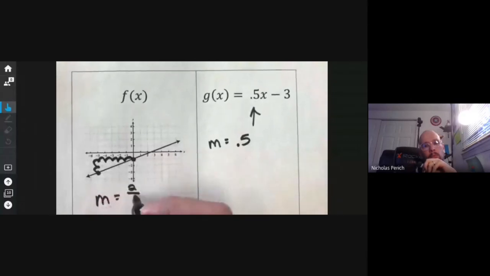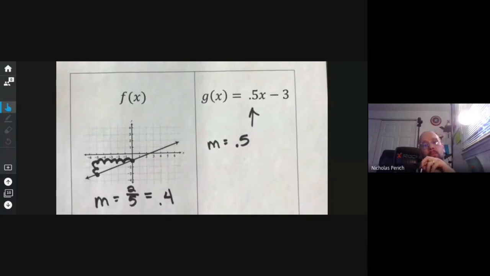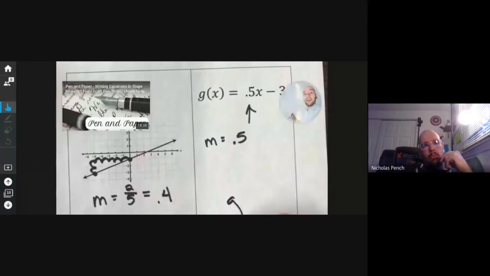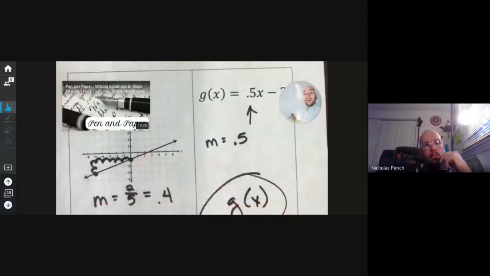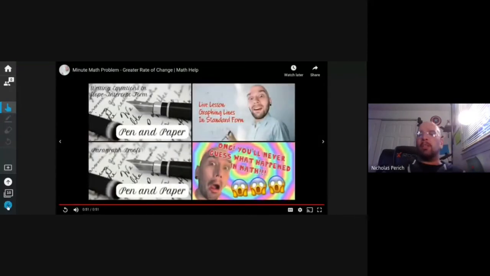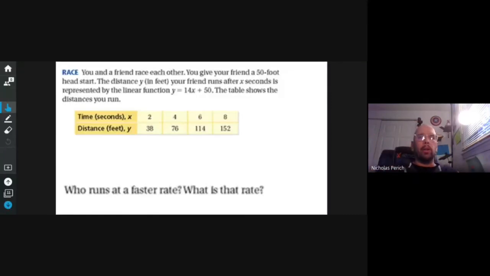Now, I have a 0.5 over here. 2/5 as a decimal is 0.4. So the question was, which rate of change is bigger? 0.5 is bigger than 0.4, so g of x has the greater rate of change. So I'm going to be given a bunch of problems where it asks me to find out whose rate was bigger. And when it asks that, I have to look at the slope of each thing and find out who has the bigger slope.